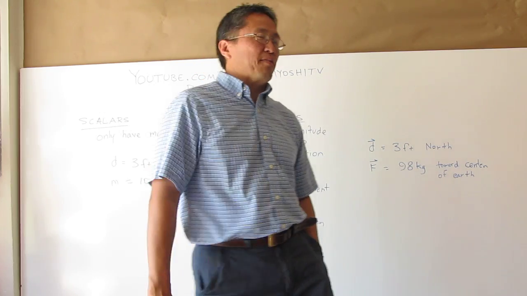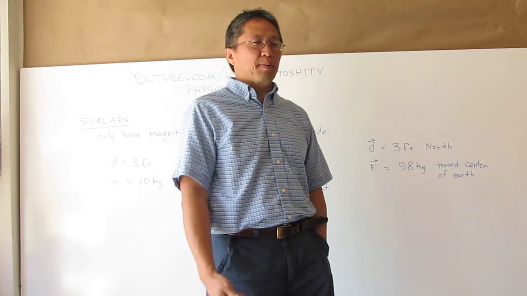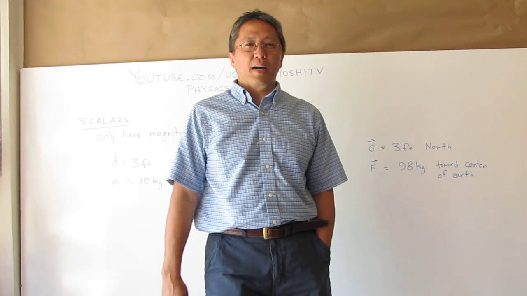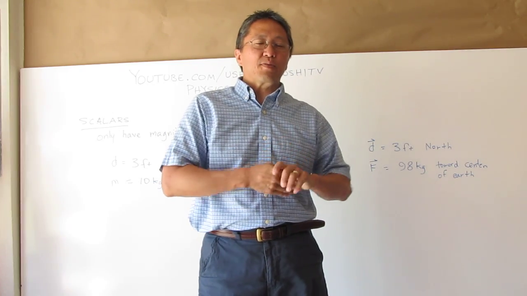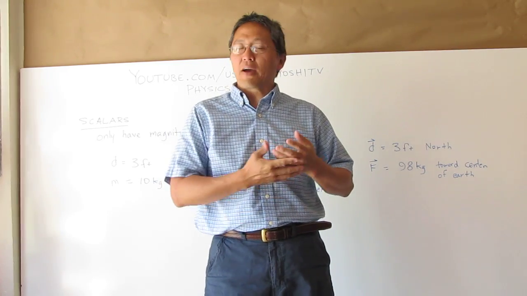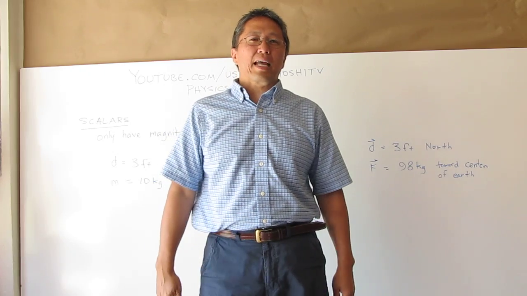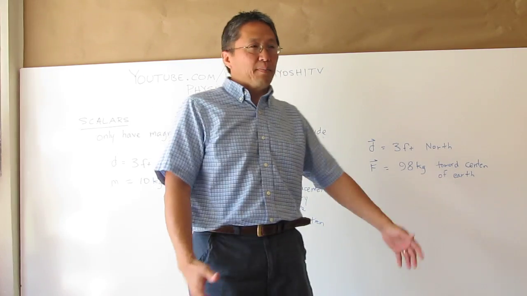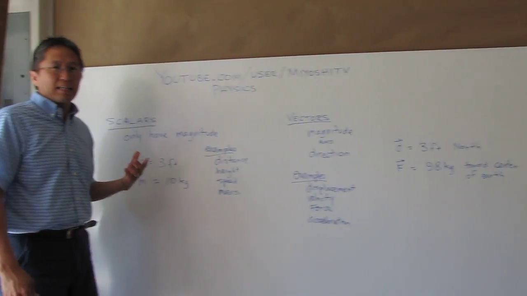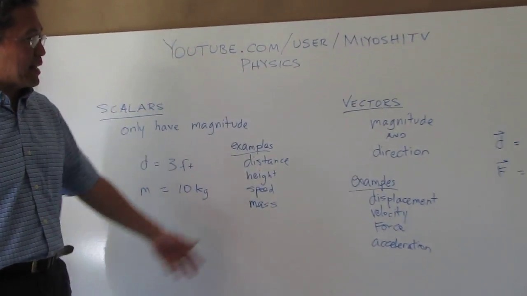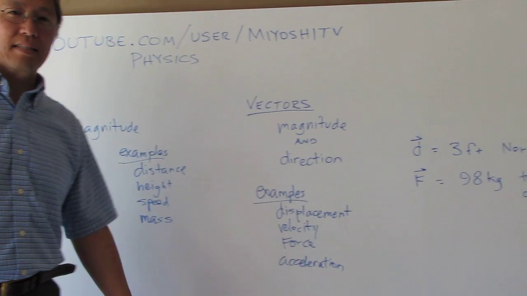Anyway, today we're going to talk a little bit about physics, but we're going to talk mostly about scalars and vectors. You've already seen scalars before in your math. Anytime you add two numbers, that's usually scalars, but vectors are a little bit different. So let me tell you a little bit about them. Scalars have only magnitude, and vectors have magnitude and direction.